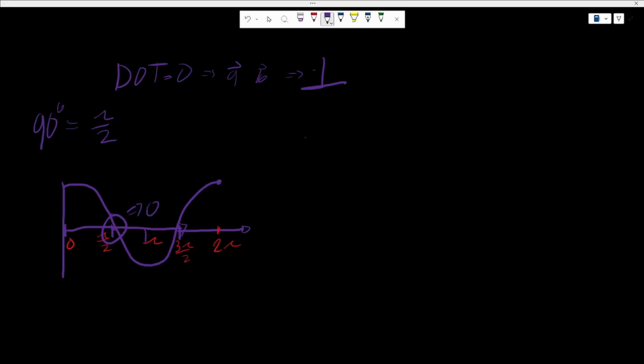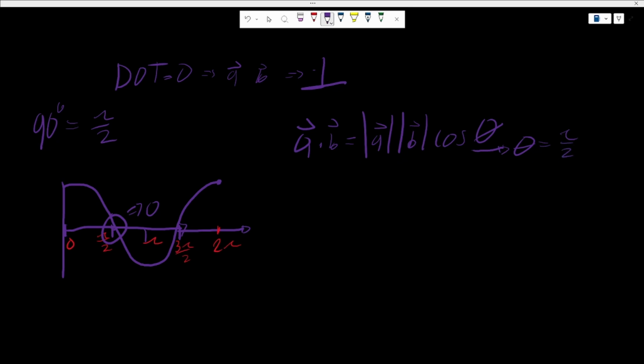So let's write the theorem for the dot product. A dotted with B is equal to the magnitude of A times the magnitude of B times the cosine of theta. So if we plug in theta is equal to pi over 2, we just proved that we'll get a function value of 0. So we'll have A dotted with B equal to their magnitudes times 0. And since their magnitudes are scalars, or just constants, any constant times 0 is going to be equal to 0.